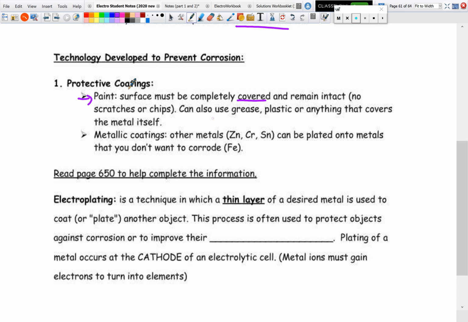Now, another type of protective coating, and this is a little better than paint because it doesn't scratch as easily, is metallic coatings, because obviously metals don't scratch very well, or they won't chip off like paint. This is when we can get coatings like zinc, chromium, or tin that can be plated onto other metals, so we don't need to worry about our iron corroding. So, of course, if an oxide layer forms on these, well, it's forming on those and not the iron, so the structural integrity of the iron will remain intact.